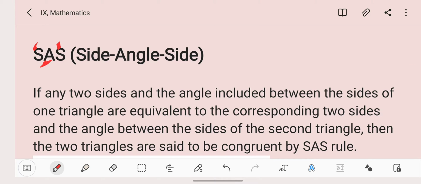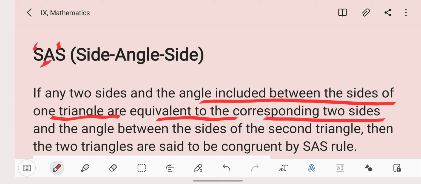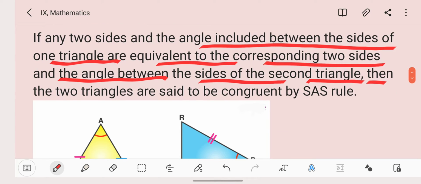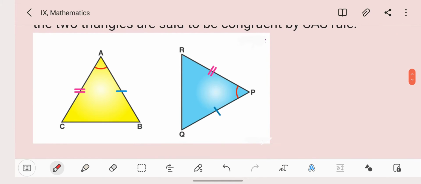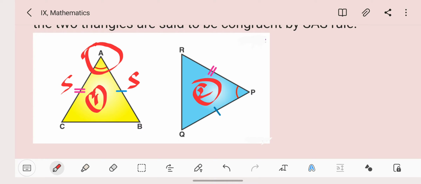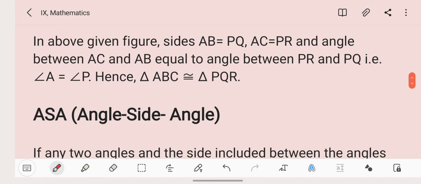If any two sides and the angle included between the sides of one triangle are equivalent to the corresponding two sides and the angle between the sides of the second triangle, then the two triangles are said to be congruent by SAS rule. By looking at this figure, number 1 and number 2, two sides, this one, and the angle which is included between the two sides is angle A. Similarly for this figure, PRQ, the two sides are here and here, and the angle is between the two sides. That means the triangles are congruent by SAS congruence criterion.